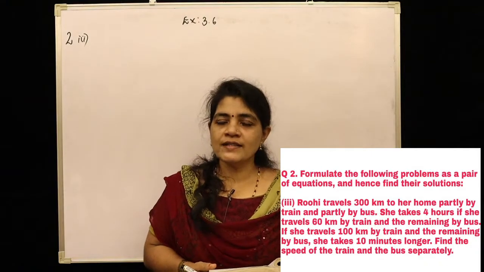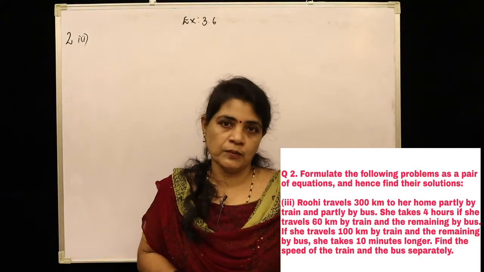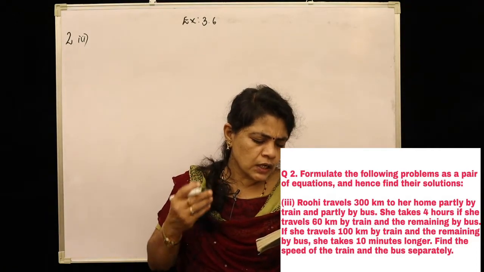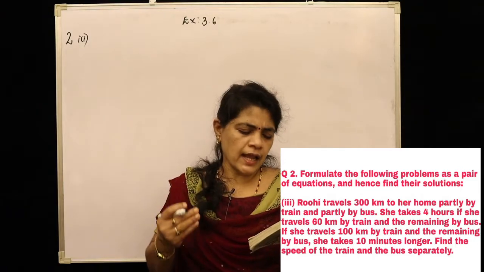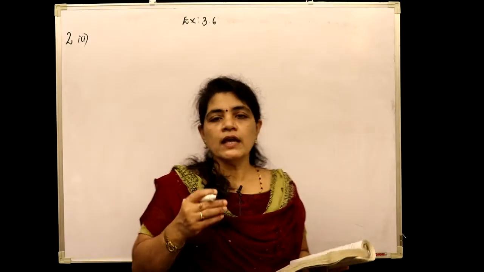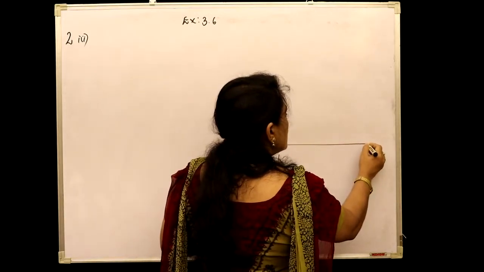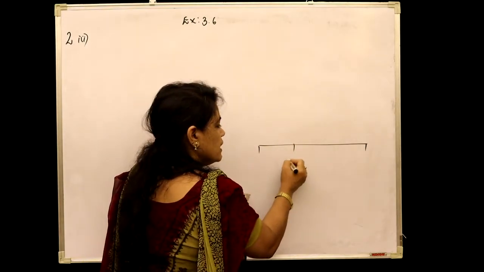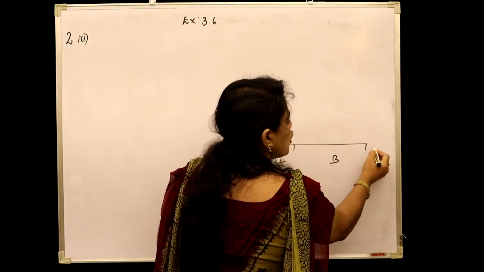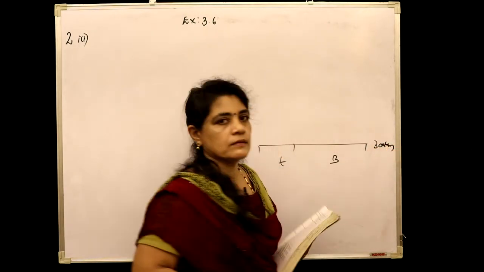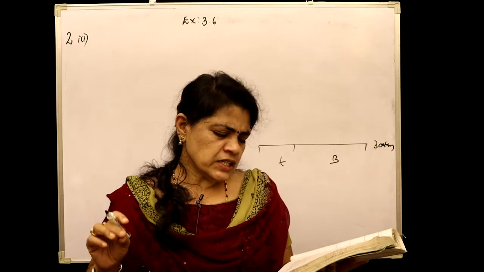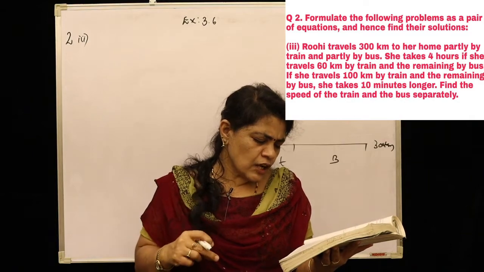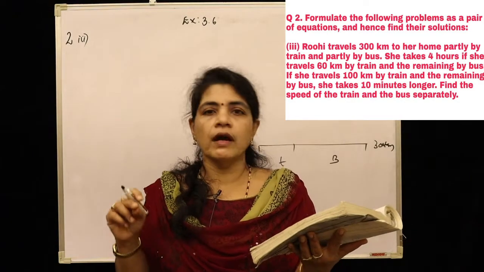Okay. Now we are solving the third question. Very important problem. Here Ruhi travels 300 km to her home partly by train and partly by bus. That means she has taken two modes, that is some portion of her journey by train and another by bus, and the total distance is 300 km. She takes 4 hours if she travels 60 km by train and the remaining by bus.